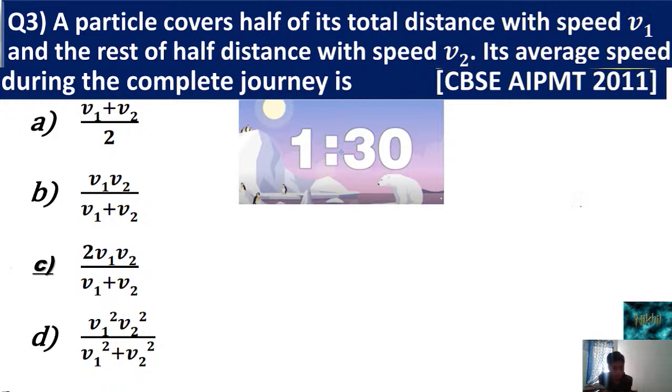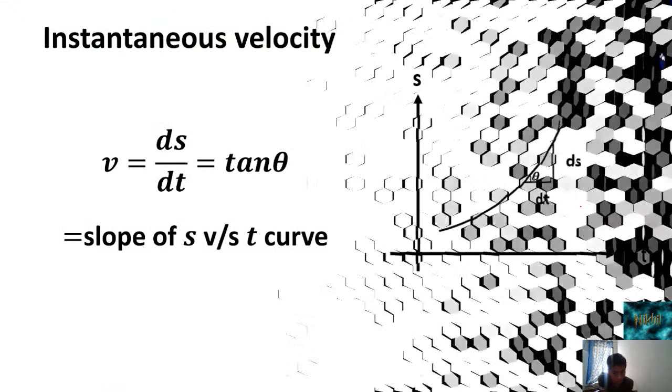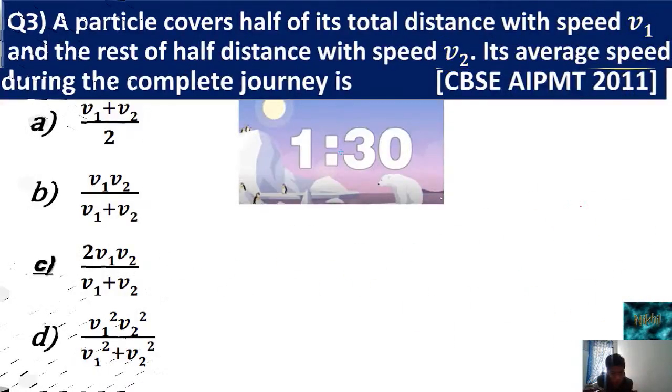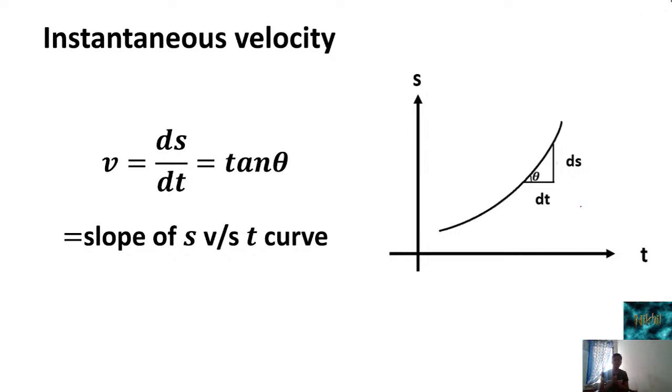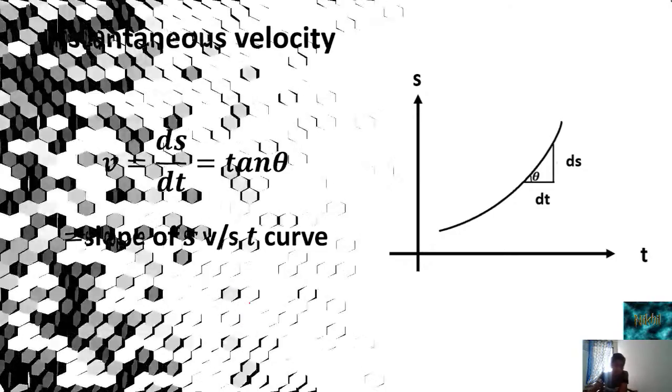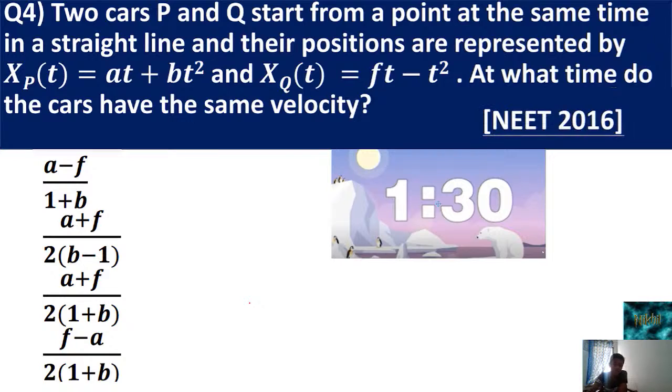Now comes instantaneous velocity. Yesterday we also discussed it. If there is a curve in s versus t, then tan theta will be ds by dt. Okay guys, tan theta is ds by dt. Now you have a question, and it is from NEET 2016.